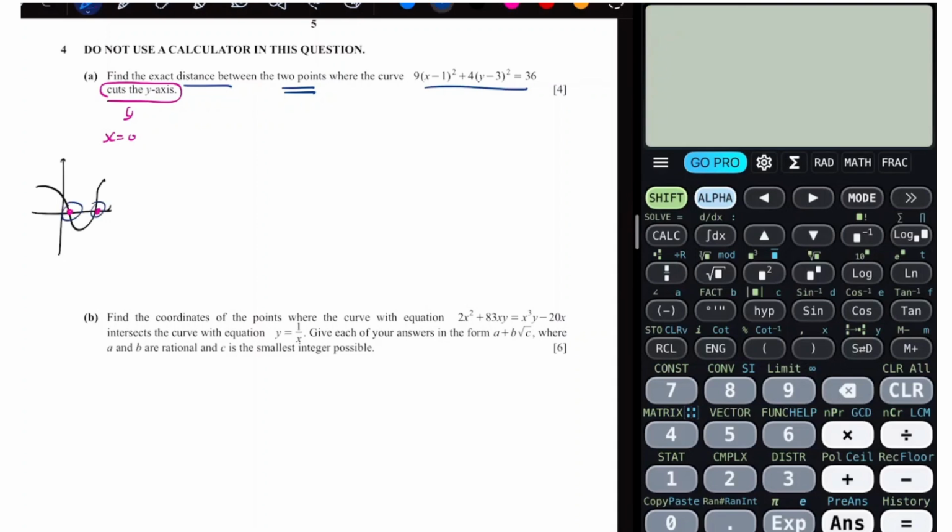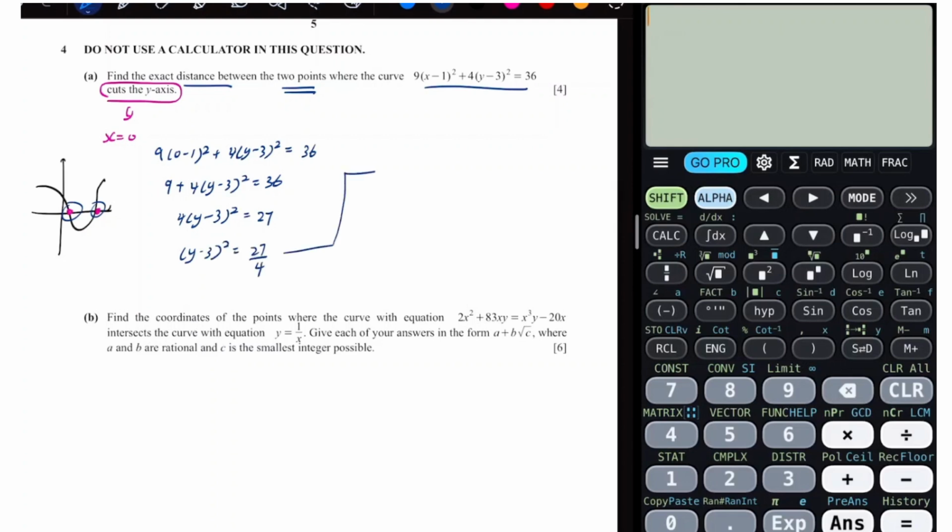Now, we have to look. Just replace x equal to 0 in there, and then what you will get is 9(0 minus 1) squared plus 4(y minus 3) squared is equal to 36. So 9 plus 4(y minus 3) squared equals 36. Then move the 9 to the other side, it will become 36 minus 9, 27. (y minus 3) squared equals 27 over 4, right?